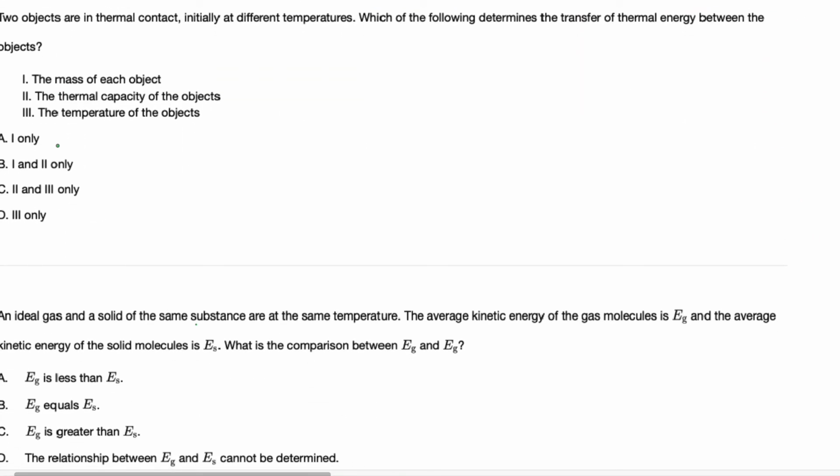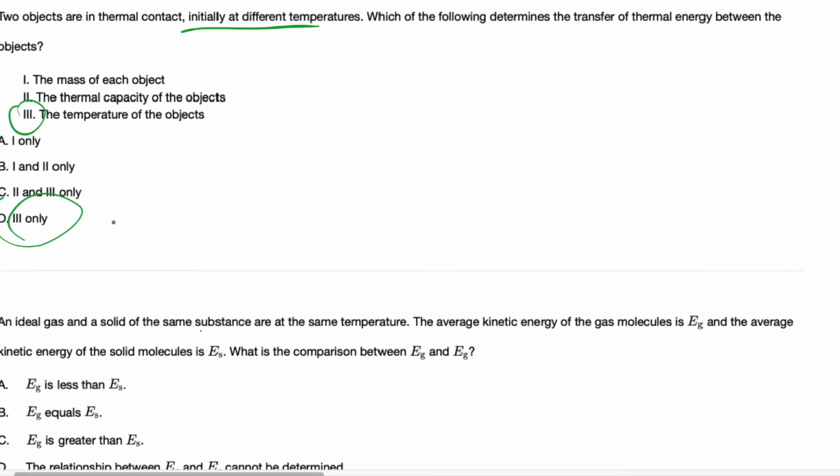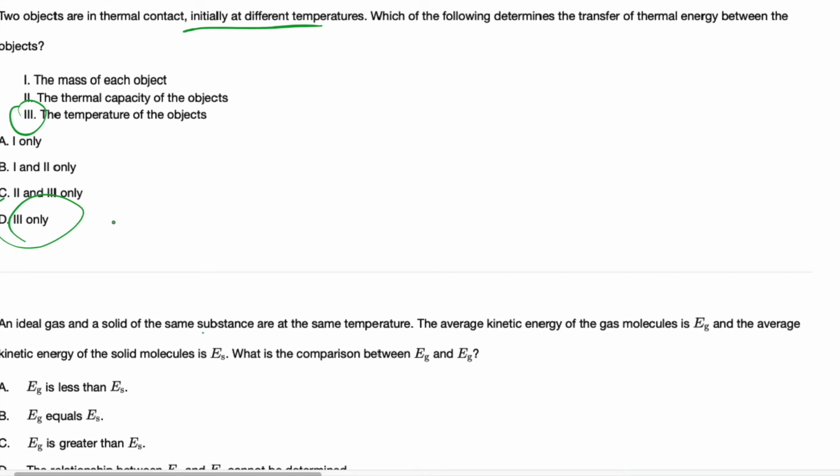Two objects are in thermal contact initially at different temperatures. Which of the following determines the transfer of thermal energy between objects? So temperature is the only factor. So D is the answer. So thermal interaction occurs. Thermal energy transfers from one object to another when physical contact between two objects at different temperatures occurs, right? So two objects at different temperatures physically contact each other. Thermal energy transfers from the higher temperature to the lower temperature in order to reach thermal equilibrium.